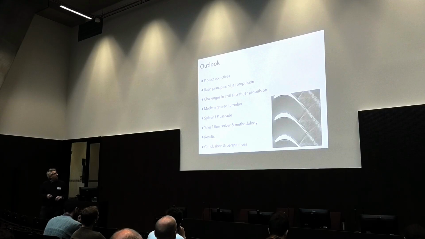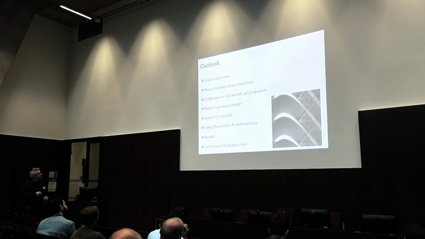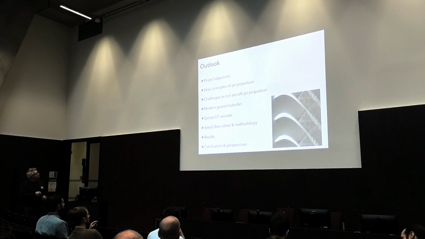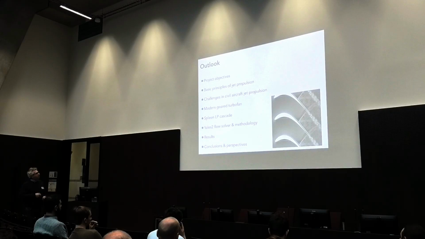So we'll talk about the objectives of the project I'm showing here. Some basic principles of jet propulsion, since I suspect not many of you have acquaintance with that, except some of the usual suspects in the room. Challenges in civil aircraft jet propulsion, what is a modern geared turbofan, then explain what is the relation with the low pressure turbine cascade, the flow solver we use and the methodology that is associated to that, some results, and the conclusions and perspectives.